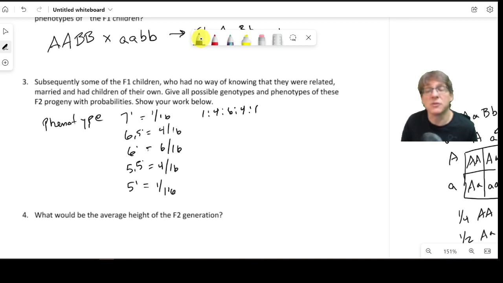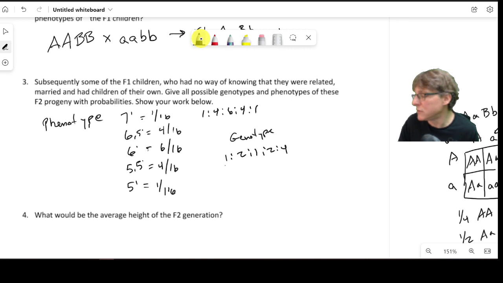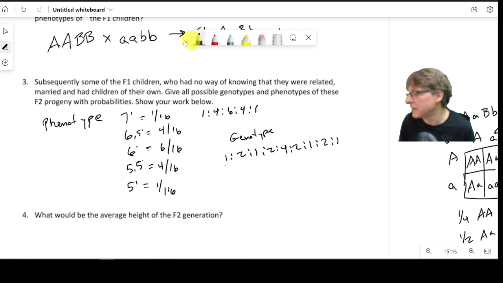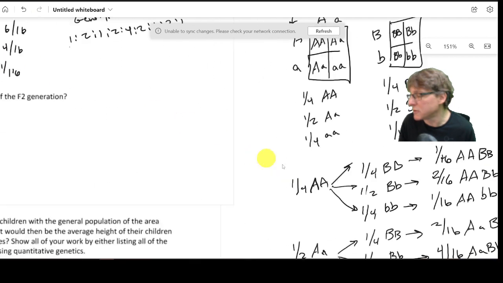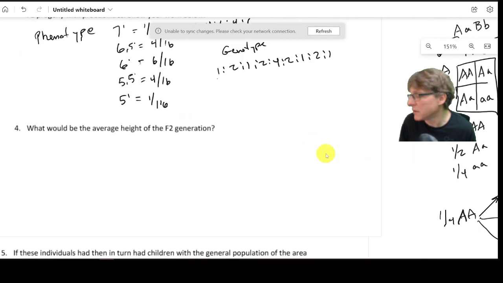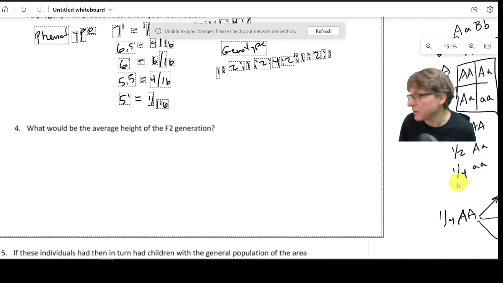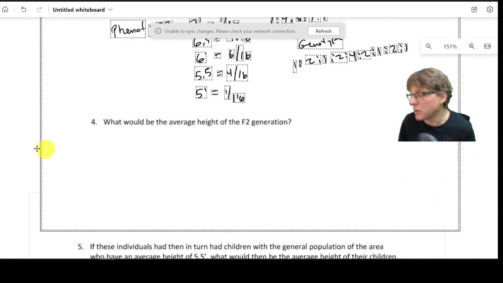Okay. Now, possible genotypes we just wrote them out on the side. I'm not going to rewrite them all, but that was the genotype ratio. If we wrote it out, it would be 1 to 2 to 1 to 2 to 4 to 2 to 1 to 2 to 1. Okay, but that is reflected in what we did here. All right. So now the next question for this problem is, what would the average height be? Okay. So now there's 2 different ways you could go about doing this.